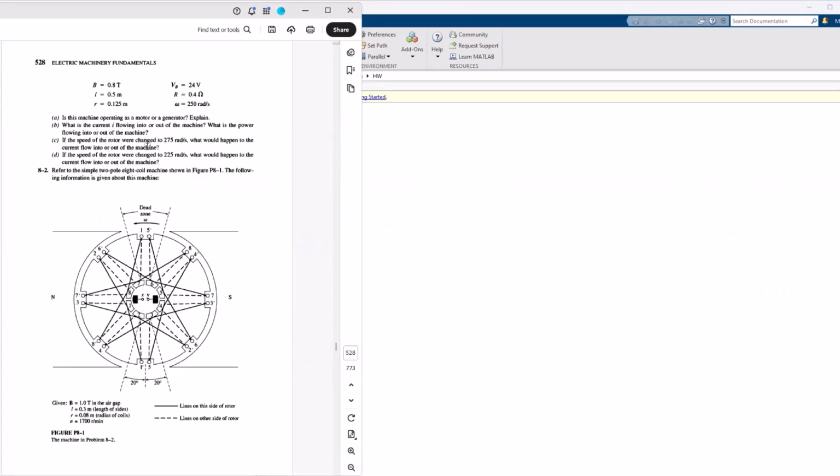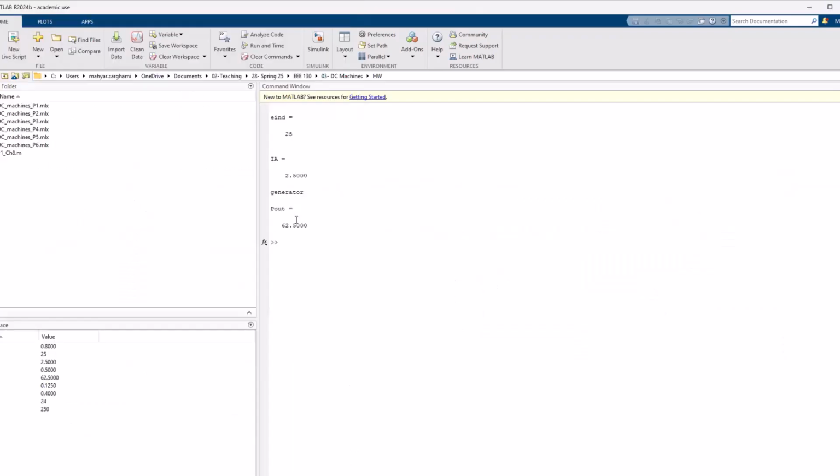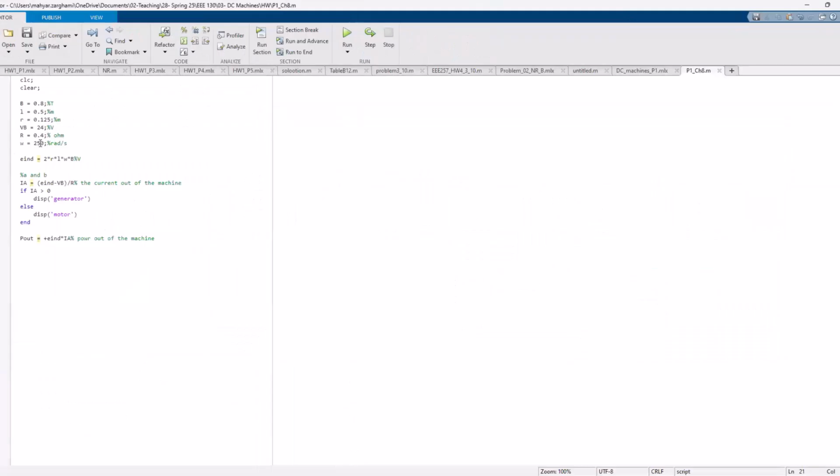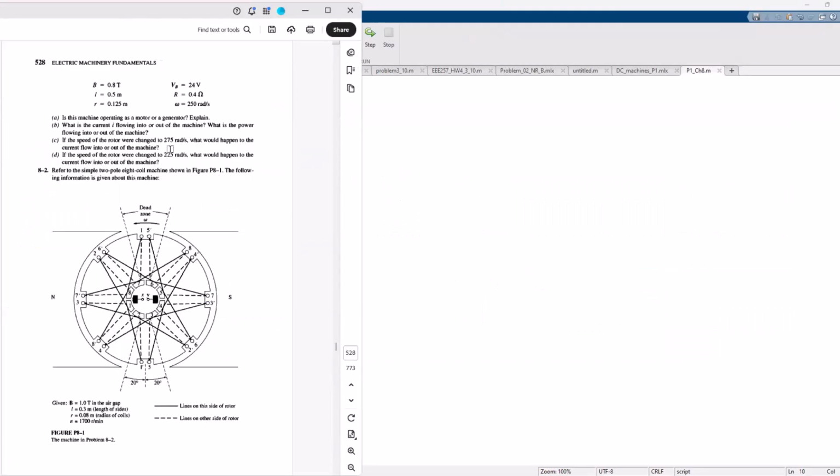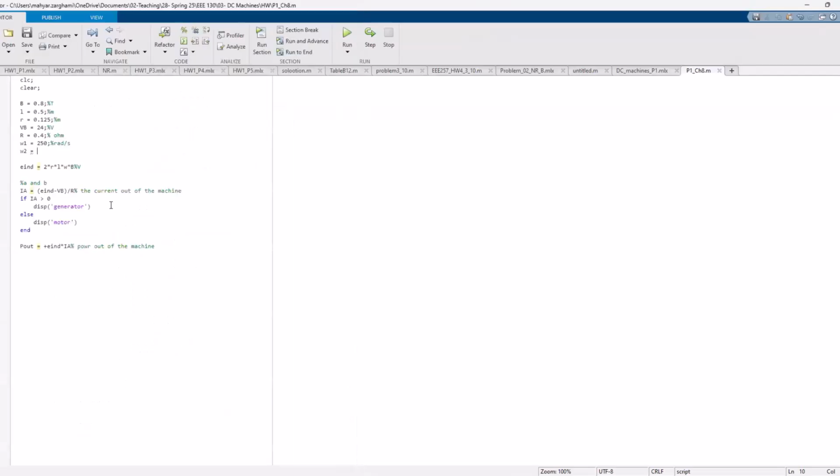And part C: if the speed of the rotor were changed to 275 radians per second, what would happen to the current flow into or out of the machine? So this is when you are changing omega. Let's call this omega 1. And then omega 2 would be how much? Well, your omega 2 would be 275 radians per second. So this is omega 1, this is E induced 1, this is IA 1, and this is P out 1. This is condition 1 overall.